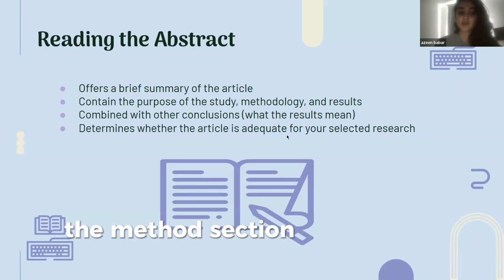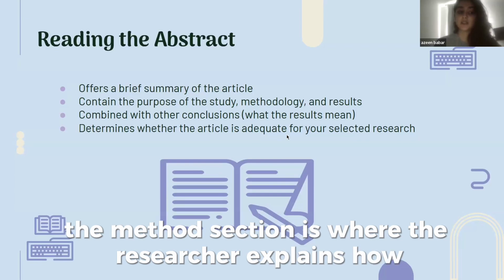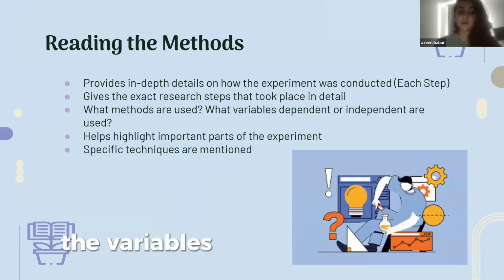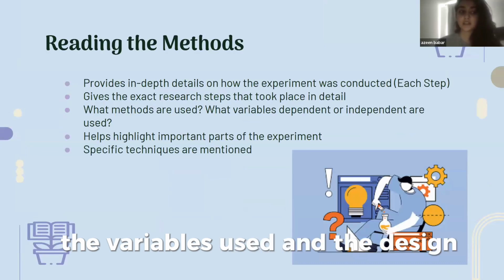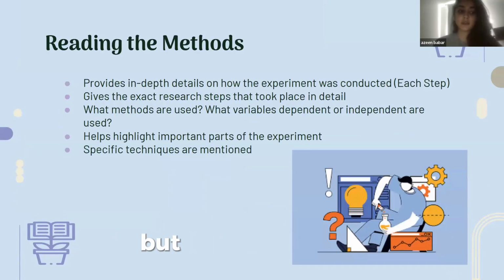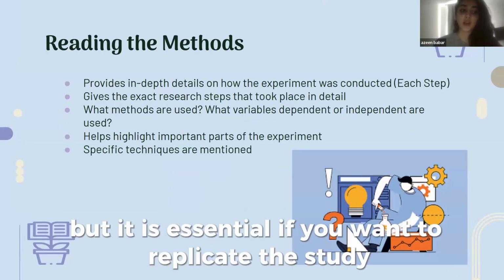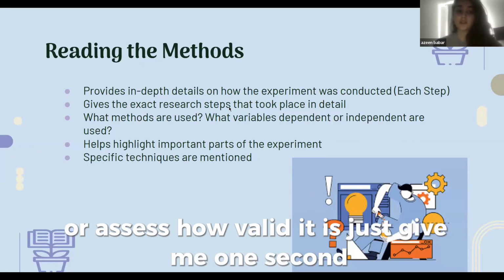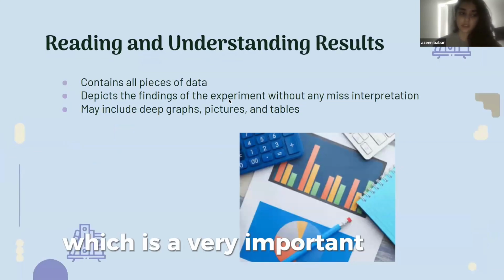The methods section is where the researcher explains how the experiment was conducted, and it details the steps, the variables used, and the design. This section can be complex, but it is essential if you want to replicate the study or assess how valid it is. So next, we will look at the results, which is a very important section.